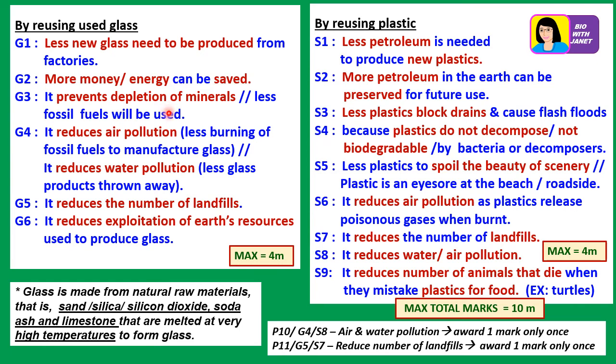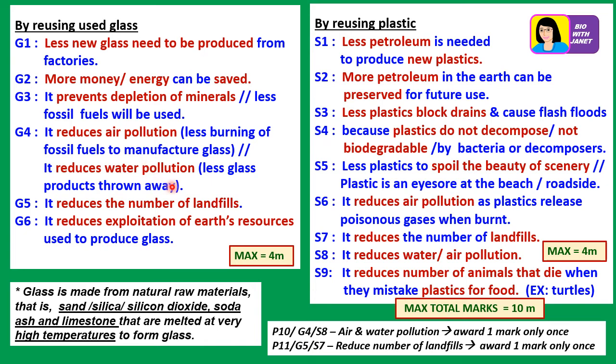So it prevents depletion of minerals, and less fossil fuels will be used. That means because it will need to be burned, less fossil fuels will need to be burned to produce the glass. Now, what is the mineral used for making glass? It is silica or silicon dioxide, and you need soda ash and limestone. All right, so it will prevent depletion of minerals, and it will reduce air pollution because there's less burning of fossil fuels to manufacture the glass.